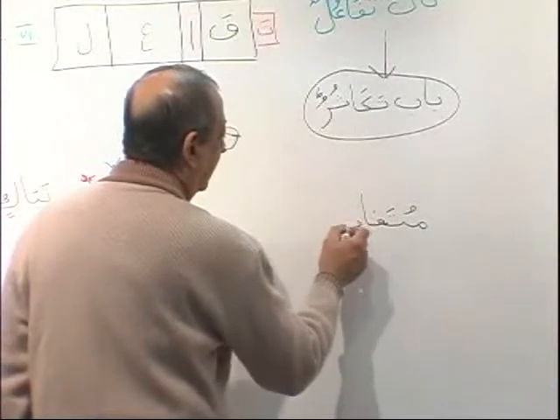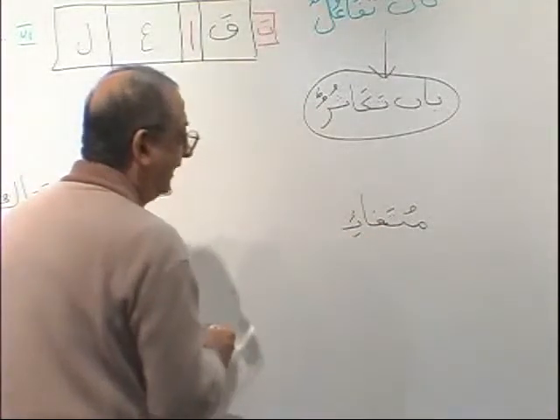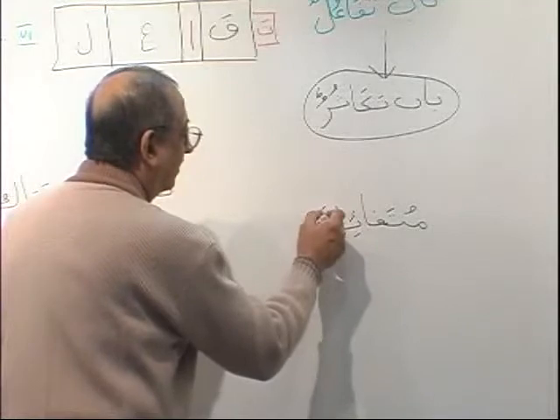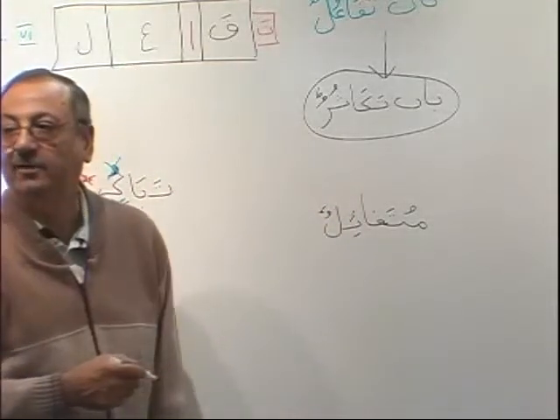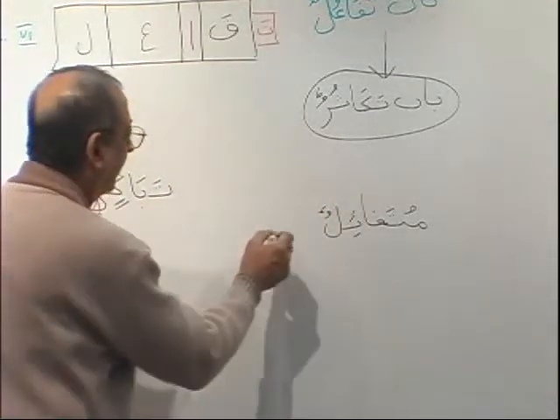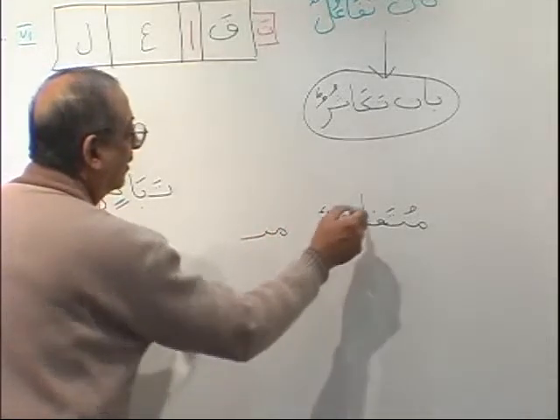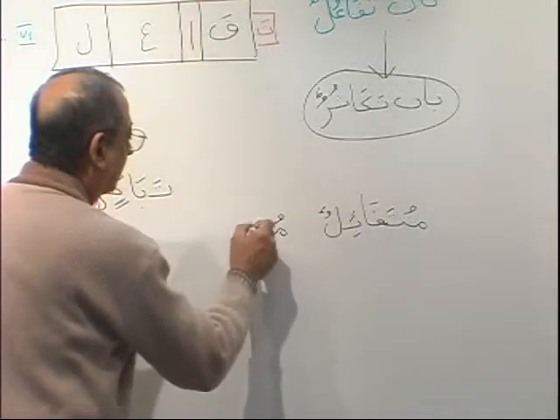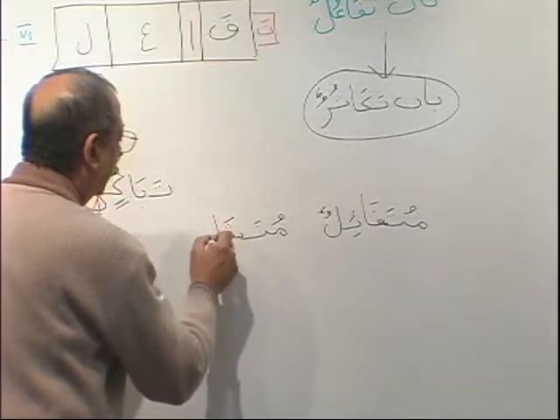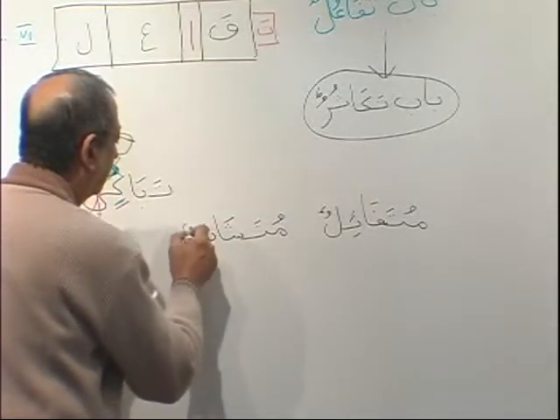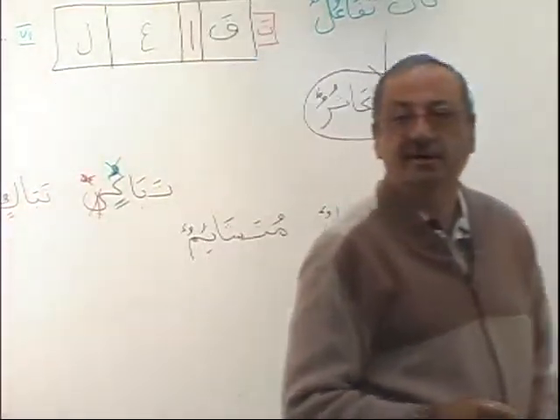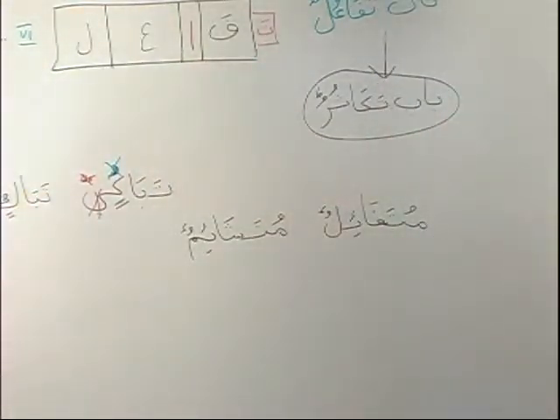Mutafa. As you say E, the Hamza gets a chair of Ya. Got the idea? Muta, Sha, Imun. Hamza gets a kursi of Ya, huh? With a kasra. Ta'avana, yata'avanu, muta'avinu. Huh? Okay.